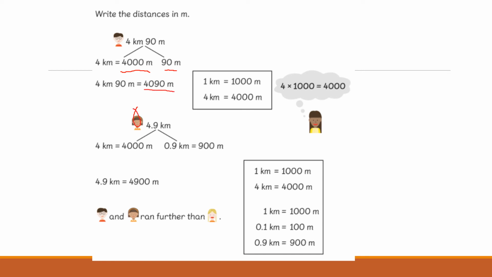This girl here, she ran 4.9 kilometers, so let's change that into meters, and we have the calculations down the side. We have the 4 kilometers, which gives us 4,000, and 0.9. Again, 0.1 is the same as 100 meters, times that by 9 gives us 900, so we have 900 meters. 4.9 kilometers equals 4,900 meters. This gives us an easy way to compare. If we can convert the measure to the same units, then it makes it much easier to compare different distances.